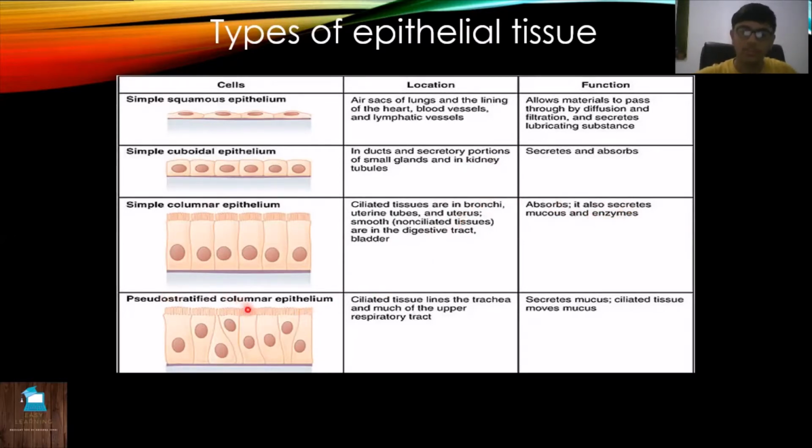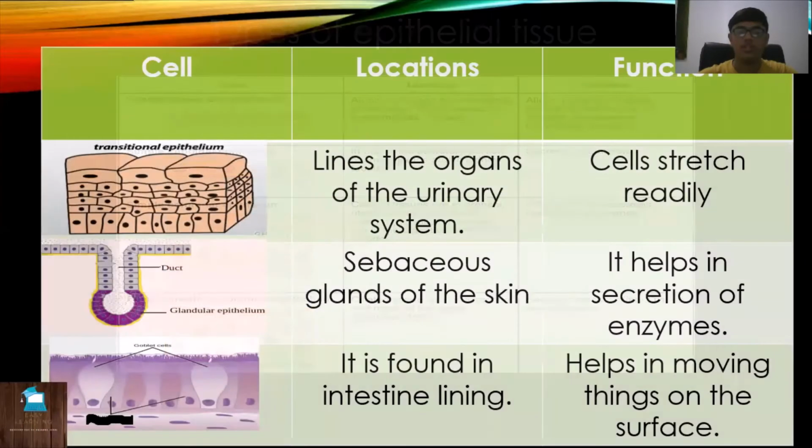The next is pseudostratified. You won't understand, like it is multi-layered and single layered, but as the name suggests, it's pseudostratified, but it's single layered. It's ciliated tissue, same as this, and it helps in moving mucus from one place to another. So it's like this, and it moves like this, and the mucus moves. Found in many places, such as the trachea.